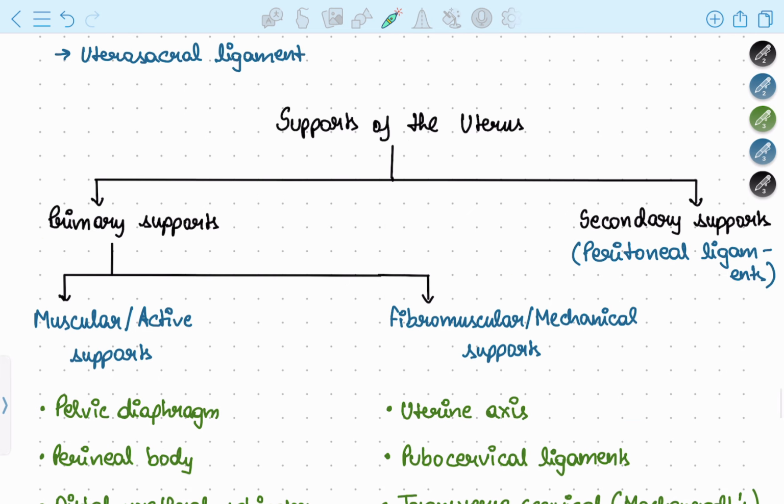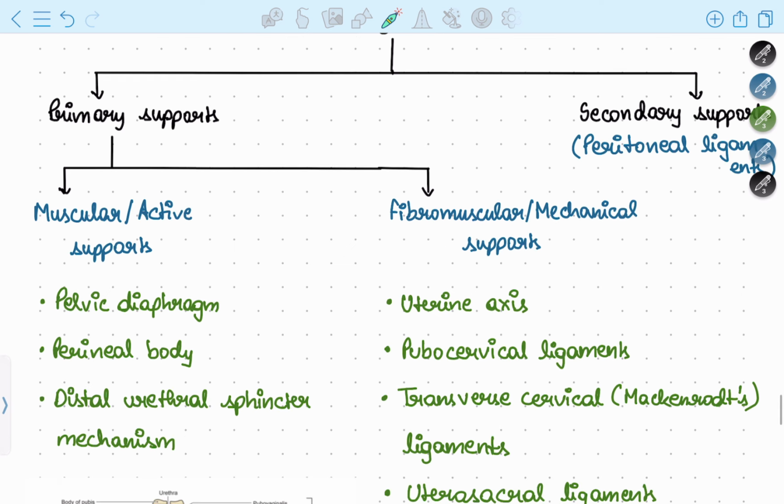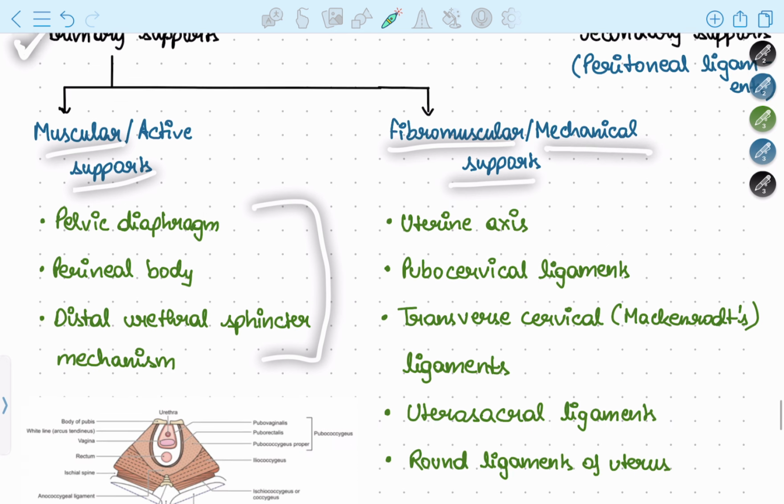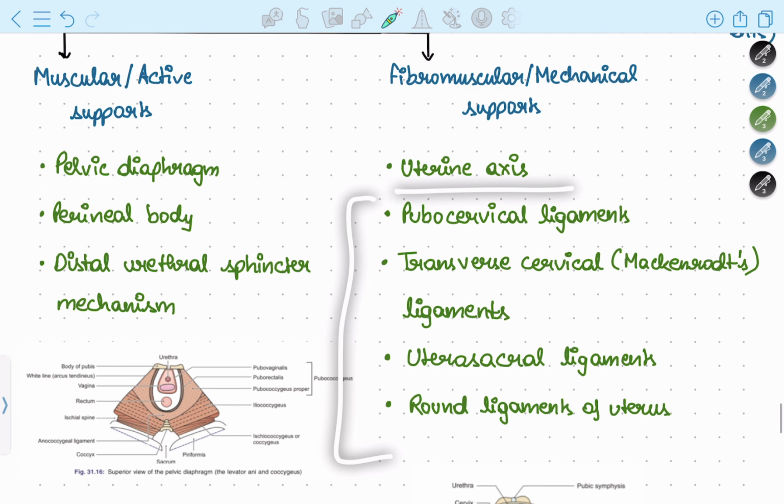ठीक है. Then you have the secondary supports. Now these secondary supports are the peritoneal ligaments which we studied. Anterior क्या था? Anterior was uterovesical fold of peritoneum. Posteriorly क्या था? Rectovaginal fold of peritoneum. And right and left side में you have the broad ligaments. ये secondary support का काम करते हैं. Their function is not well established, that they don't play a major role in supporting the uterus, but हाँ, they are there. ठीक है. The major role is played by the primary supports, उसमें muscular या active support, which includes the muscles, and then fibromuscular या mechanical supports, which includes the uterine axis and the four ligaments.